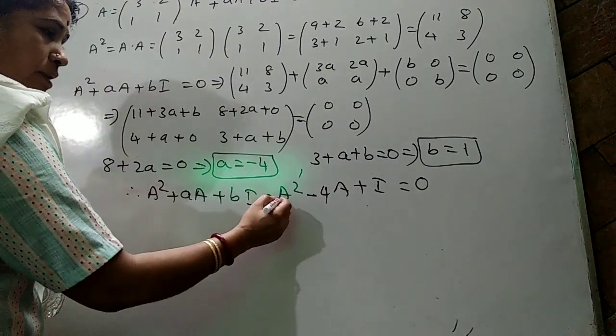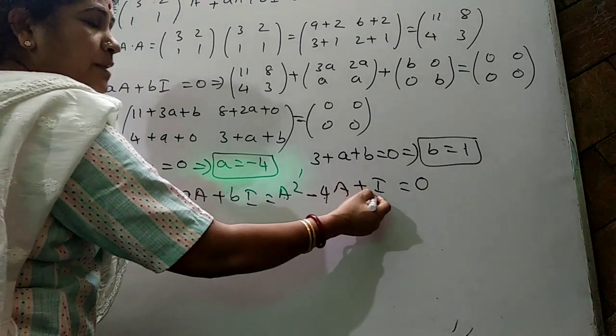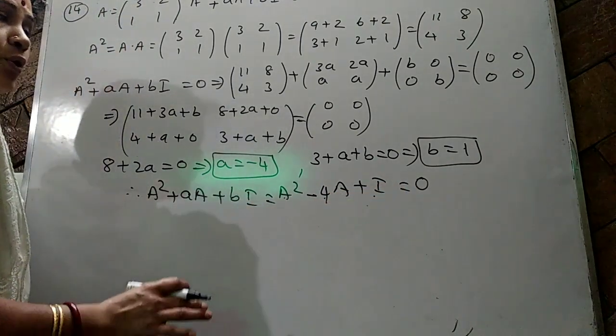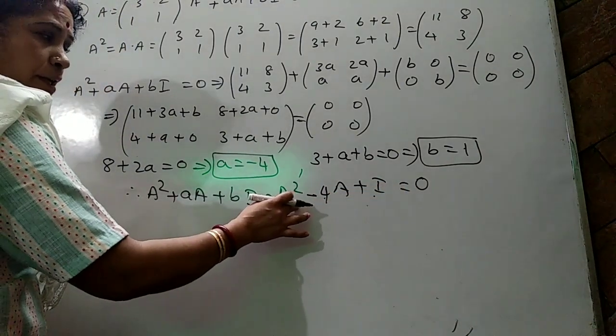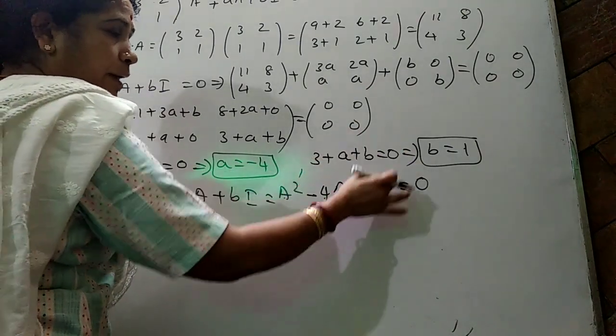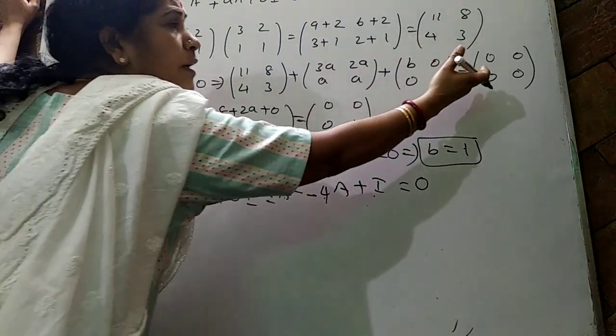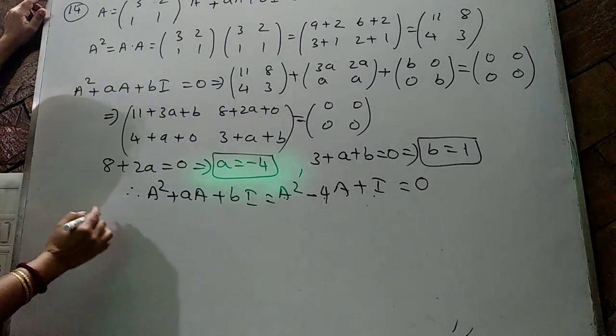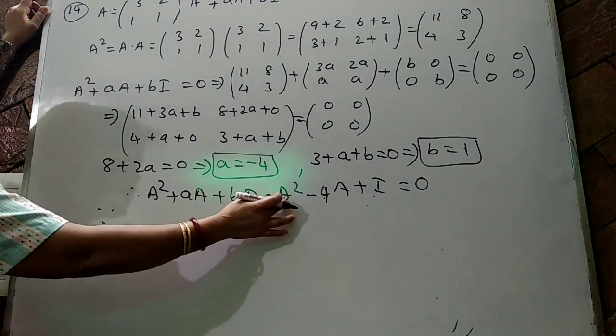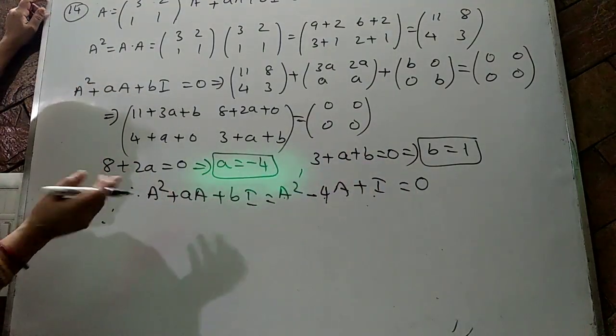That means we have A square minus 4A plus identity matrix equal to 0. So you don't want to prove under this condition, only find the value of a and b, because they have given it equal to null matrix. Now, hence find A inverse. We have proved this equal to 0 already given.